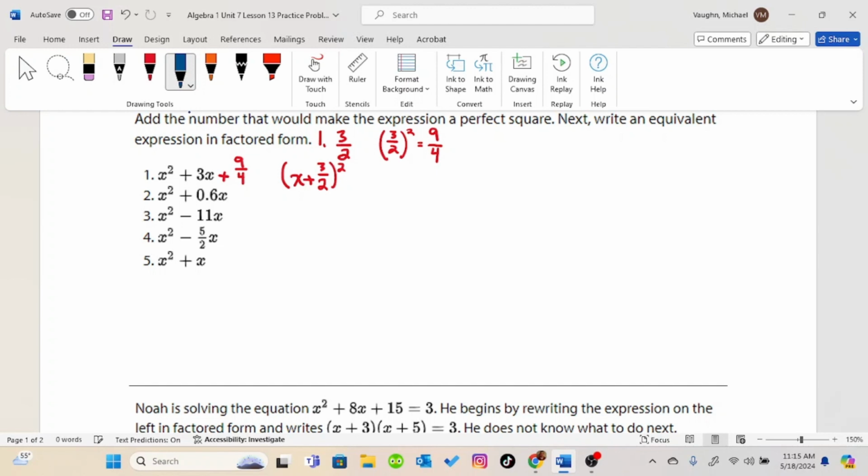Number 2. We're going to take the 0.6 and divide it by 2. That gives us 0.3. Then we're going to take 0.3 and square it, and that gives us 0.09. So now we're going to add 0.09. That gives us our standard form, and then our factored form would be x plus the 0.3 that we found, squared.